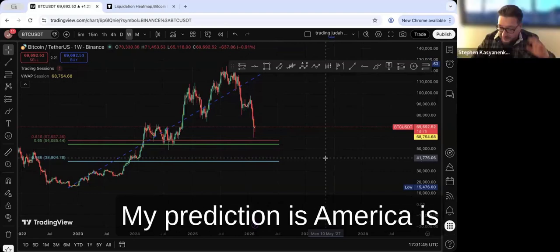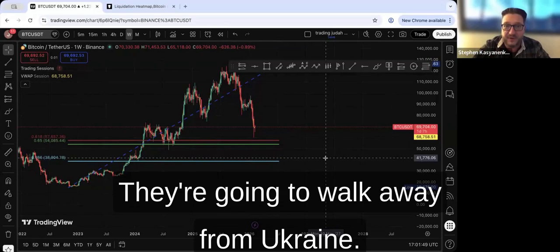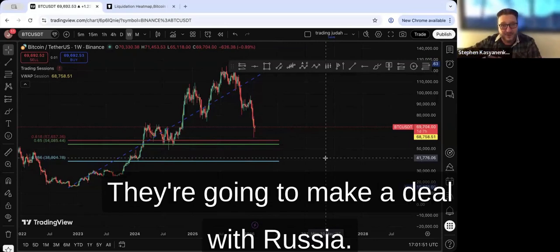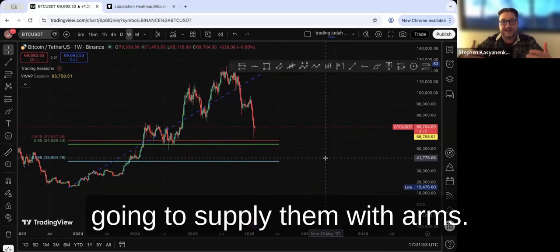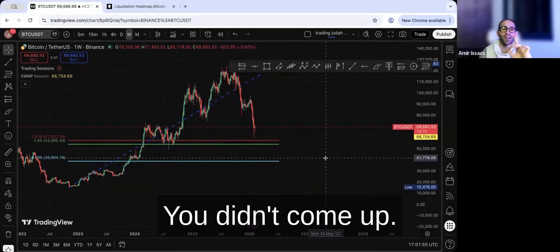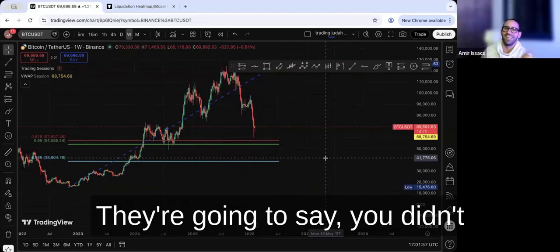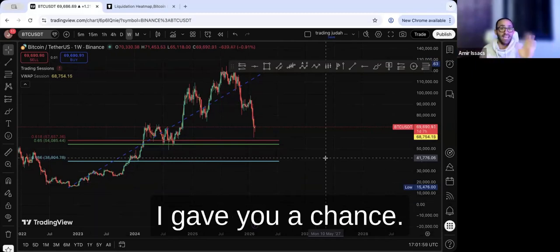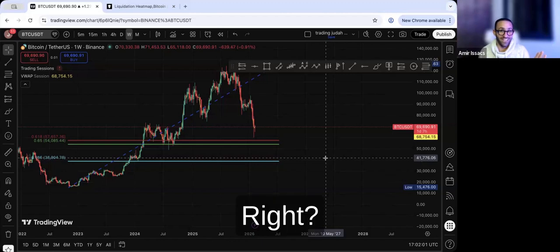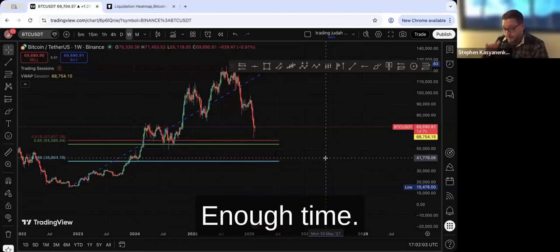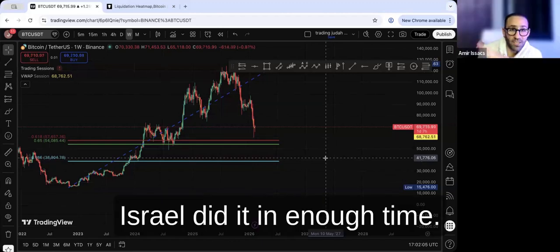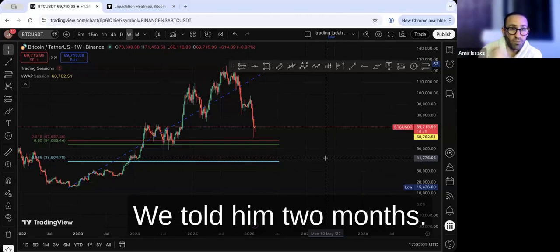Here's my prediction. America is going to wash their hands. They're going to walk away from Ukraine. They're going to make a deal with Russia. They're going to say, we're no longer going to supply them with arms. No, let me tell you how they're going to do it. They're going to say, you didn't come up with the results. I gave you a chance, right? I gave you enough time. Israel did it in enough time. Israel closed the gap. We told them 2 months.